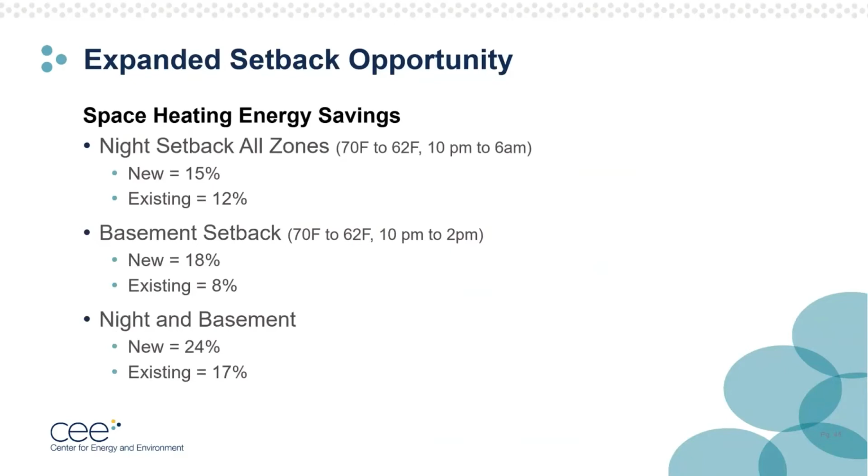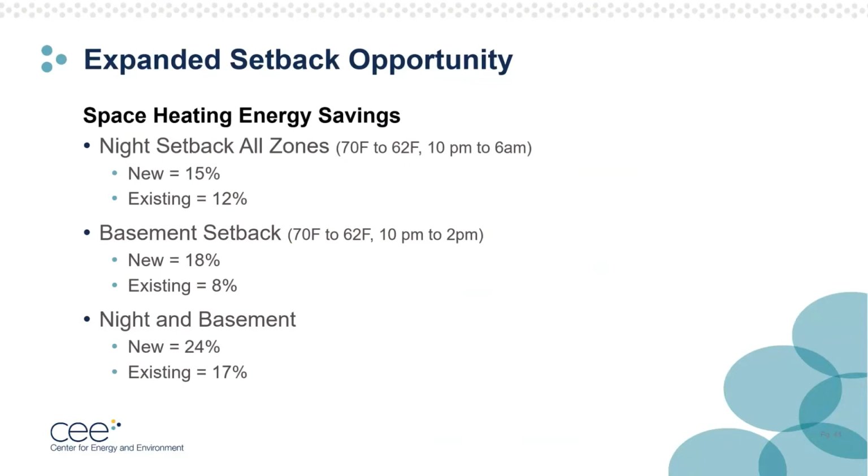We also looked at setting back only the basement temperature, assuming that it was occupied from about 2 in the afternoon to 10 p.m. in the evening. The rest of the time we did a setback, and that way the setback was from 10 p.m.